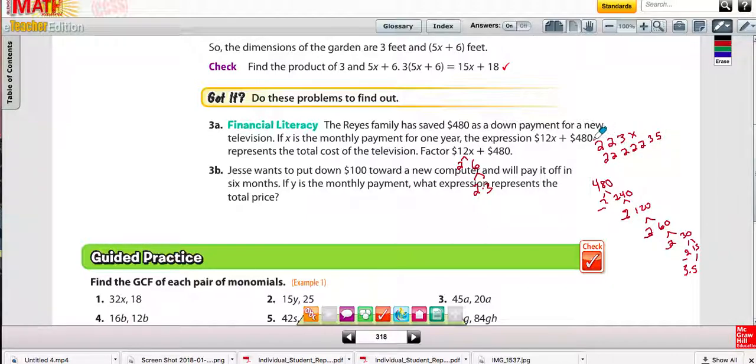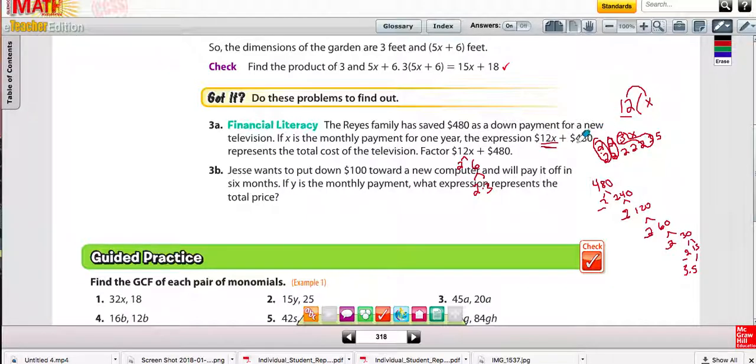What do they have in common? They have a 2 and a 2 and a 3. What's 2 times 2? 4. 4 times 3 is 12. Okay, so we're going to pull out what they have in common. In this case, they have 12 in common. Well, how did I get from 12 to 12x? I just multiplied by x.